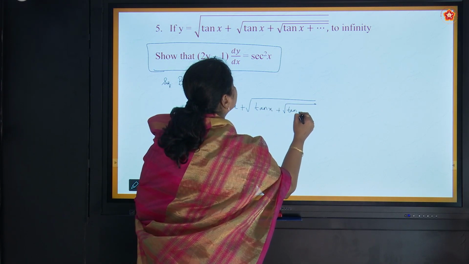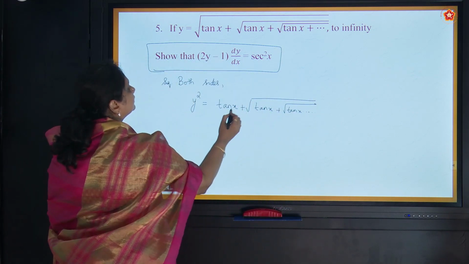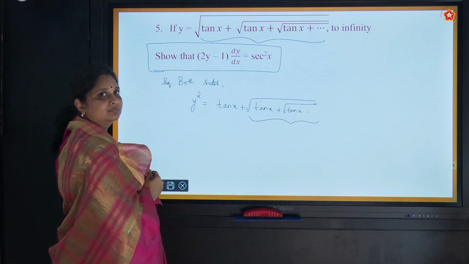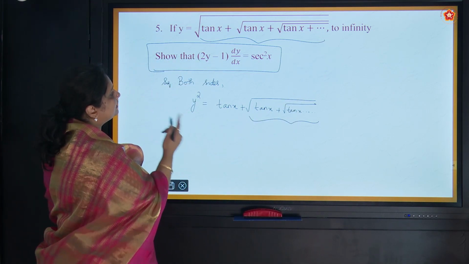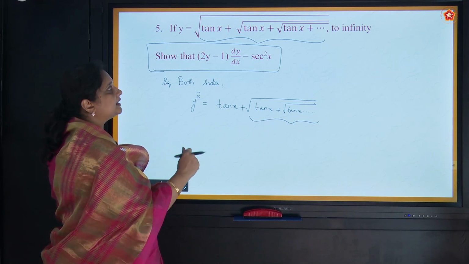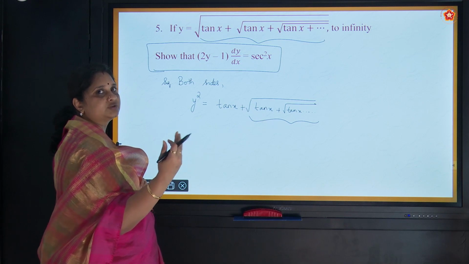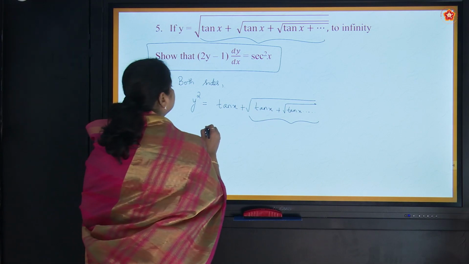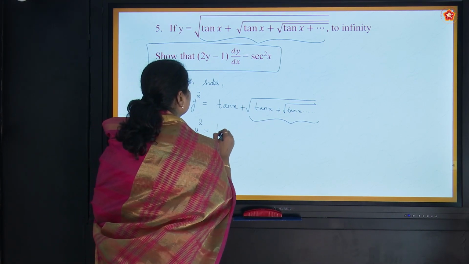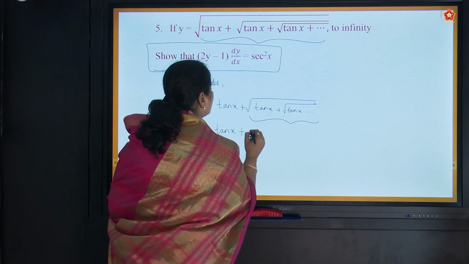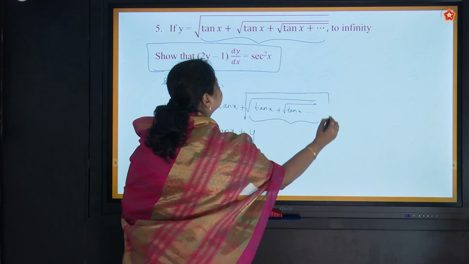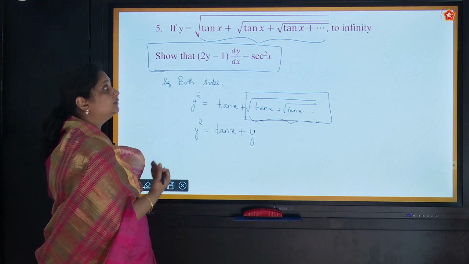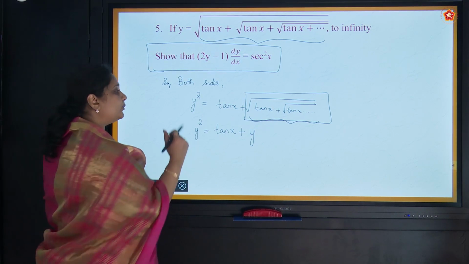Now, if you look at this, don't you think this term and this term are the same? Yeah, it is nothing but your y. Root of tan x plus root of tan x plus root of tan x plus etc. till infinity. Since it's an infinite term, it's one and the same. So this can be rewritten as y square is equal to tan x plus y. So now it looks easier without the root and all that to differentiate, right? So now we will differentiate it.